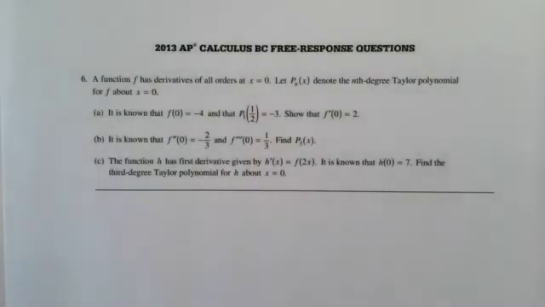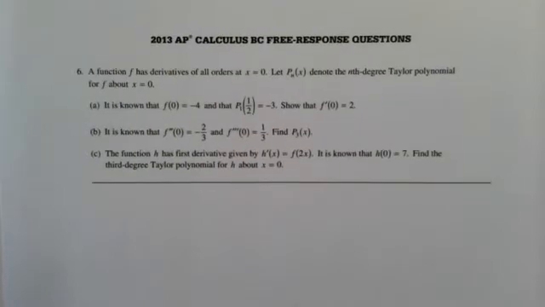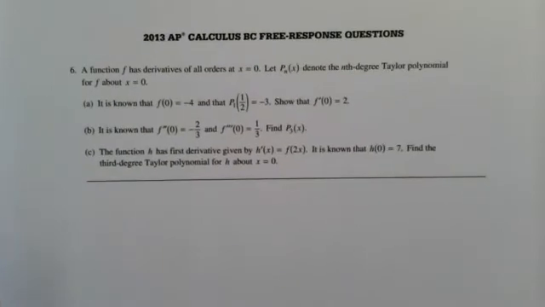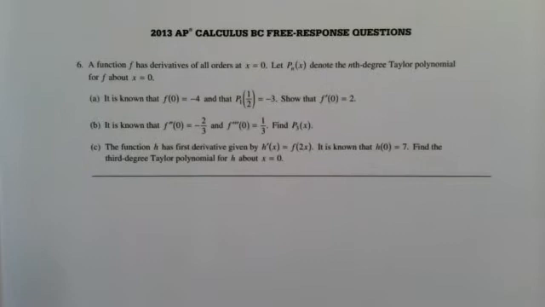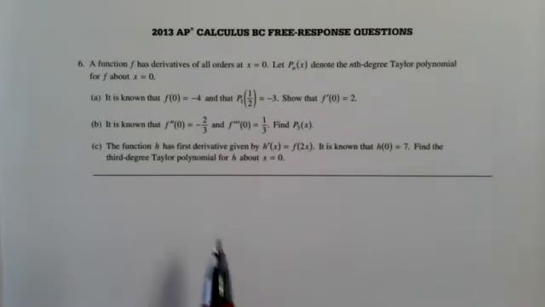2013 AP BC question number 6. The first of the infinite series we're going to do can be done without 10.4 and 10.5, which is nice. This is back, goodness gracious, 8 years ago, but it's got everything that's typical of a current problem. So first things first, read it.